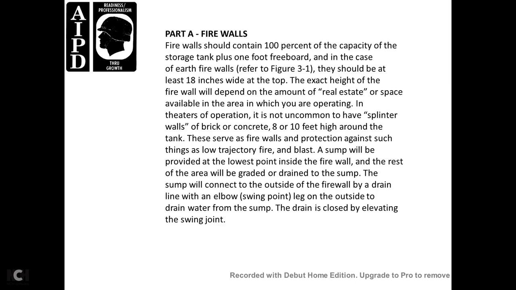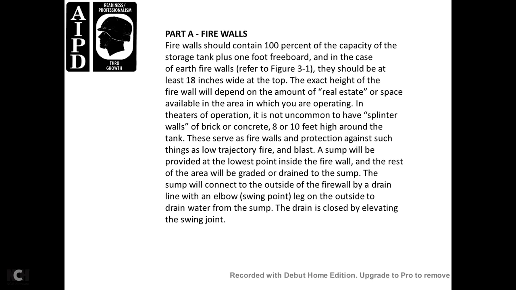A firewall should contain 100% of the capacity of the storage tank plus 1 foot of freeboard. Firewalls should be at least 18 inches wide at the top. The exact height depends on the amount of real estate or space available in the area. In a theater of operation, it is not uncommon to have splinter walls of brick or concrete 8 to 10 feet high around the tanks that serve as protection against such things as low trajectory fire and blast. Some will be provided with a low pump inside the firewall. The rest of the area will be graded and drained to the sump.